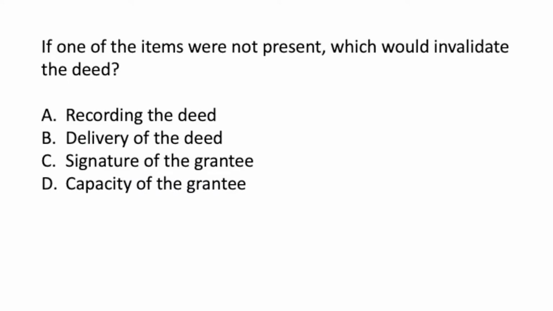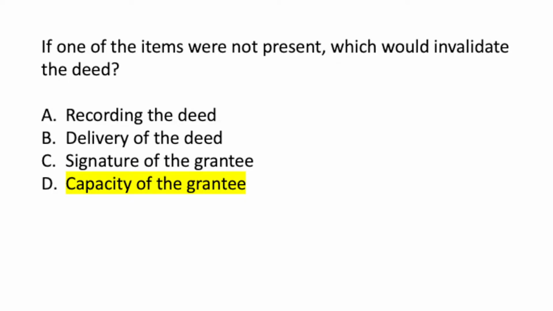Very, very important. Now, if one of the items were not present, which would invalidate the deed? Would it be recording the deed? Would that invalidate the deed? Would the delivery of the deed invalidate the deed? How about the signature of the grantee? Would that invalidate the deed? Or the capacity of the grantee? If one of the items were not present, which would invalidate the deed? Well, it's the capacity of the grantee.